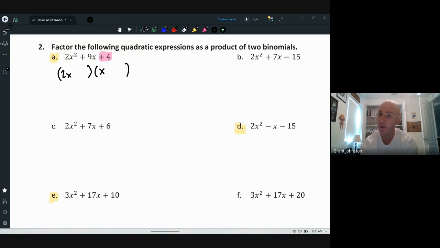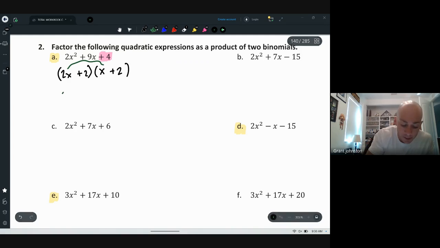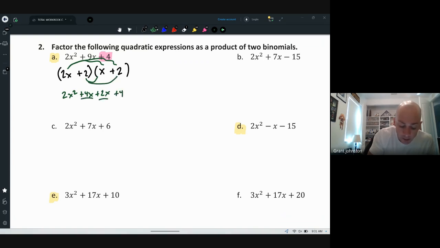I just got to guess some numbers and check to see if after I distribute I'm going to get that 9x. So for instance, you don't have to write this yet, but let's just say I'm guessing 2 and 2, because 2 times 2 is 4. Now to see if I'm correct, I would distribute. 2x times x is 2x squared. 2x times 2 is 4x. 2 times x is 2x. 2 times 2 is 4. Like terms combine to 6x. And that's my expression when I distribute.